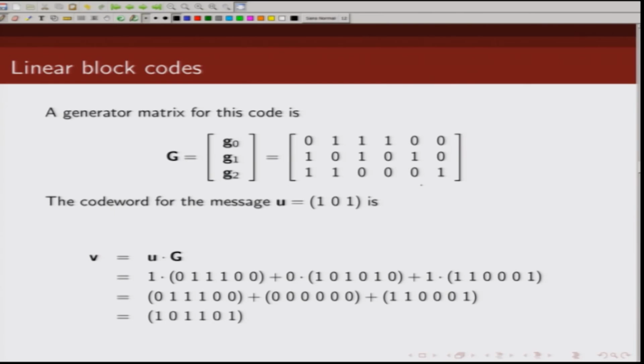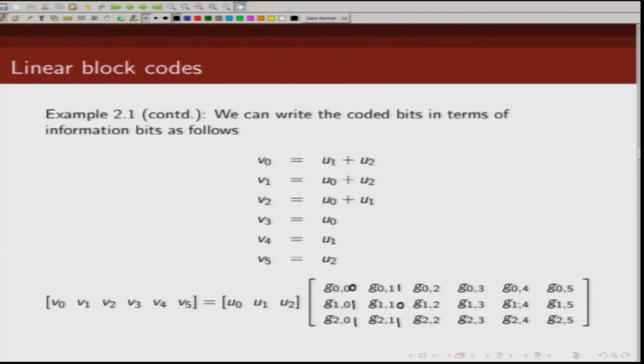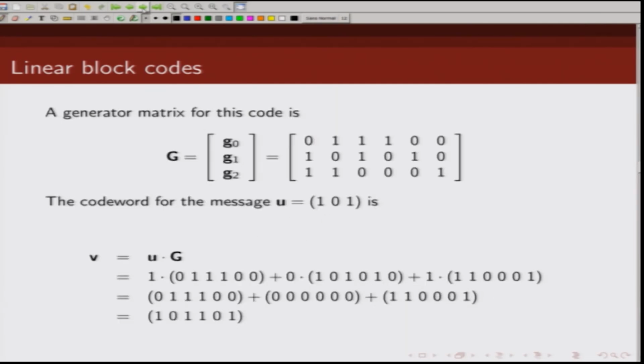We can verify, basically, let us take the second last column. What is V4? V4 is U0 times G04 plus U1 times G14 plus U2 times G24. And what is V4? V4 is U1. So, then this should be 1 and this should be 0 and this should be 0, and this is what we have, 0 1 0. So, now we can basically find out the generator matrix. A linear block code is completely described by its generator matrix, and as we said, we can use the generator matrix to generate our code words.